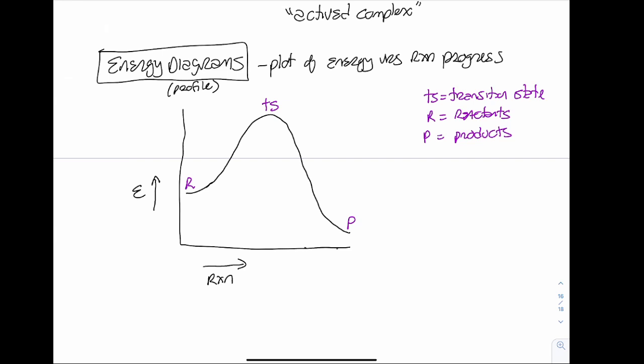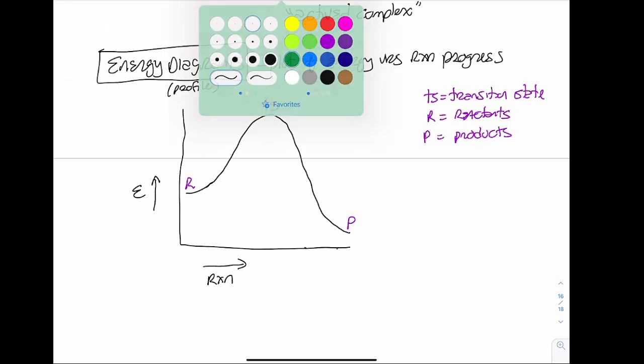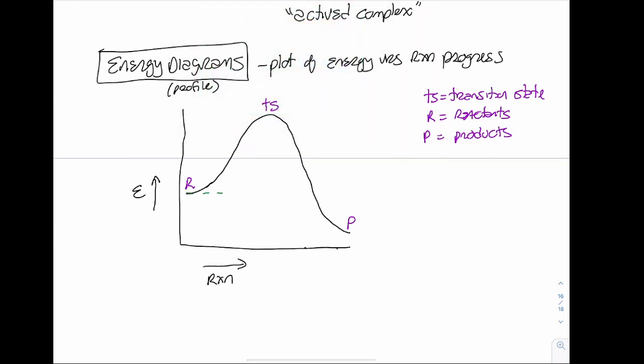A couple other things I do want to label on here. And one is our energy difference between our reactants and our transition state. That's supposed to be a straight line, but it did not come out straight at all. So this energy difference here, right? So from where my reactant energy is to where my transition state energy is. This is my activation energy.